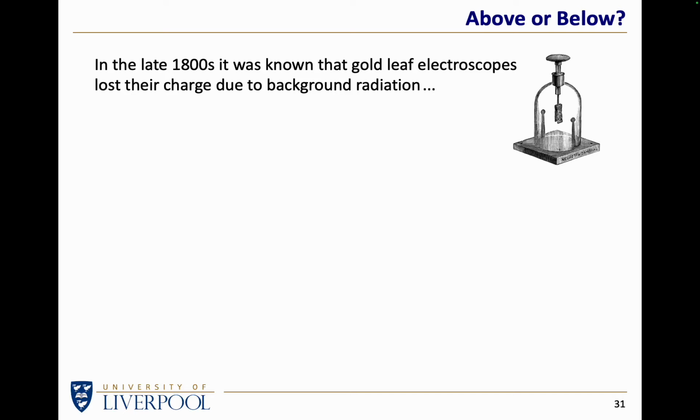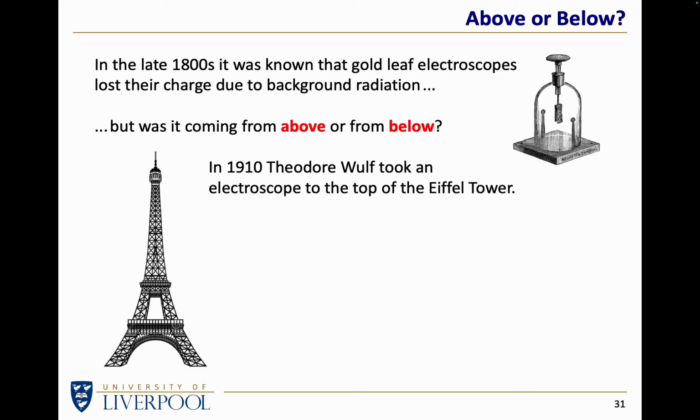It was noticed that if they did that by applying some charge and seeing the gold leaves separate, they would slowly collapse, indicating that extra charge was being added or removed from the little bell jar there. So they were trying to work out, if I charge this up, why does it leak away? Where's this extra charge coming from that will neutralize my electroscope? Is this extra radiation of charged particles, whatever they may be, coming from above or is it coming from below?